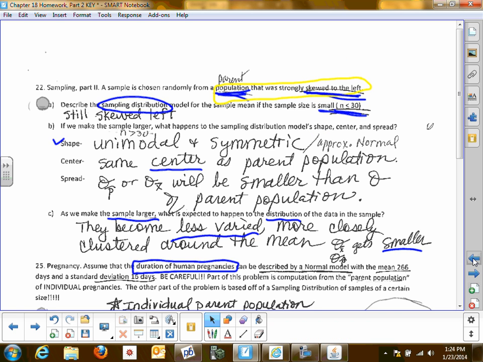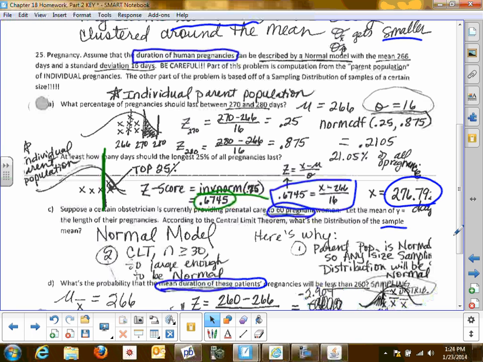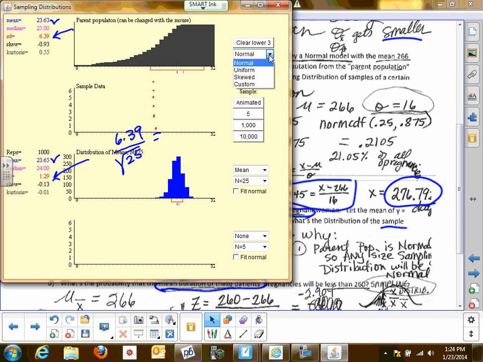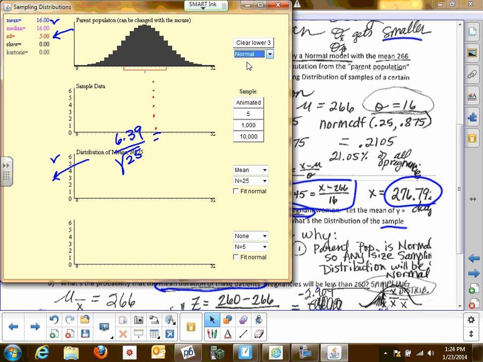Okay, so here we go. On number 25, we read that this is assuming the duration of human pregnancies can be described by the normal model. What are they saying? Are they saying this is a parent population, or a sampling distribution of human pregnancies? Yeah, it's a population. They are saying that. Here's number 25. Here's the problem.